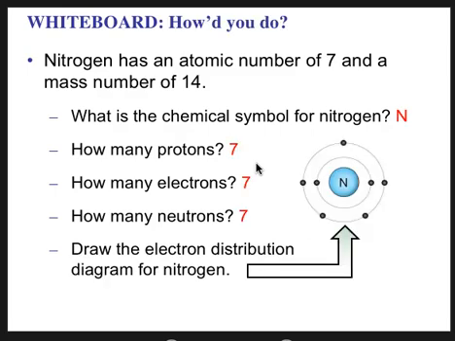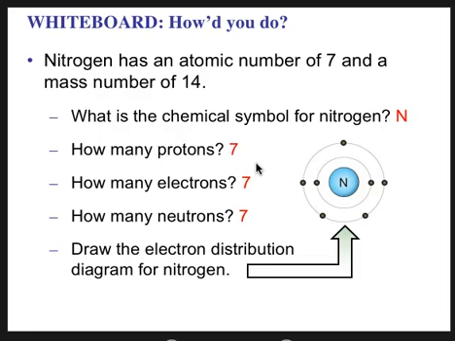Okay, the chemical symbol for nitrogen is a capital N. Yes, it needs to be capitalized. Number of protons, 7. I know that because the atomic number is 7. How many electrons? 7. I know that because the number of protons is equal to the number of electrons. And how many neutrons? Your answer is 7. I'm going to subtract the atomic number from the mass number.